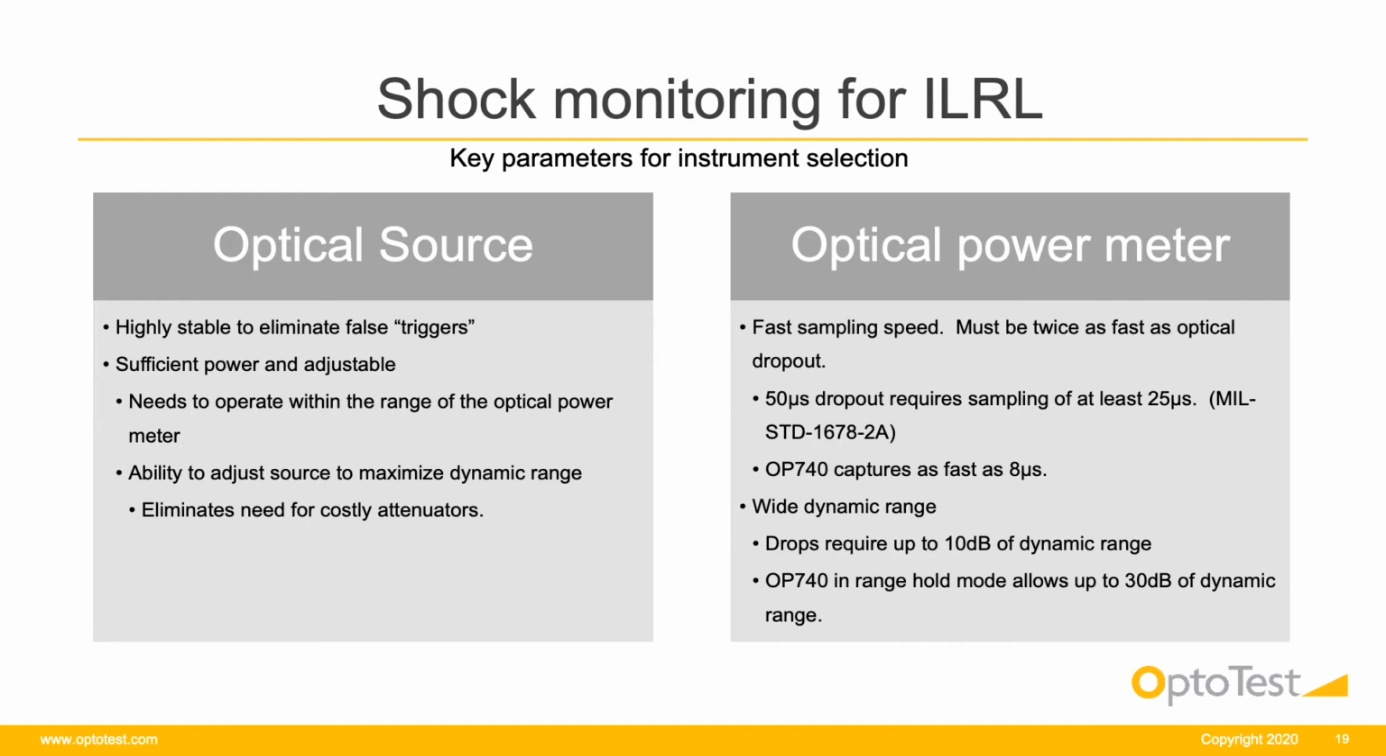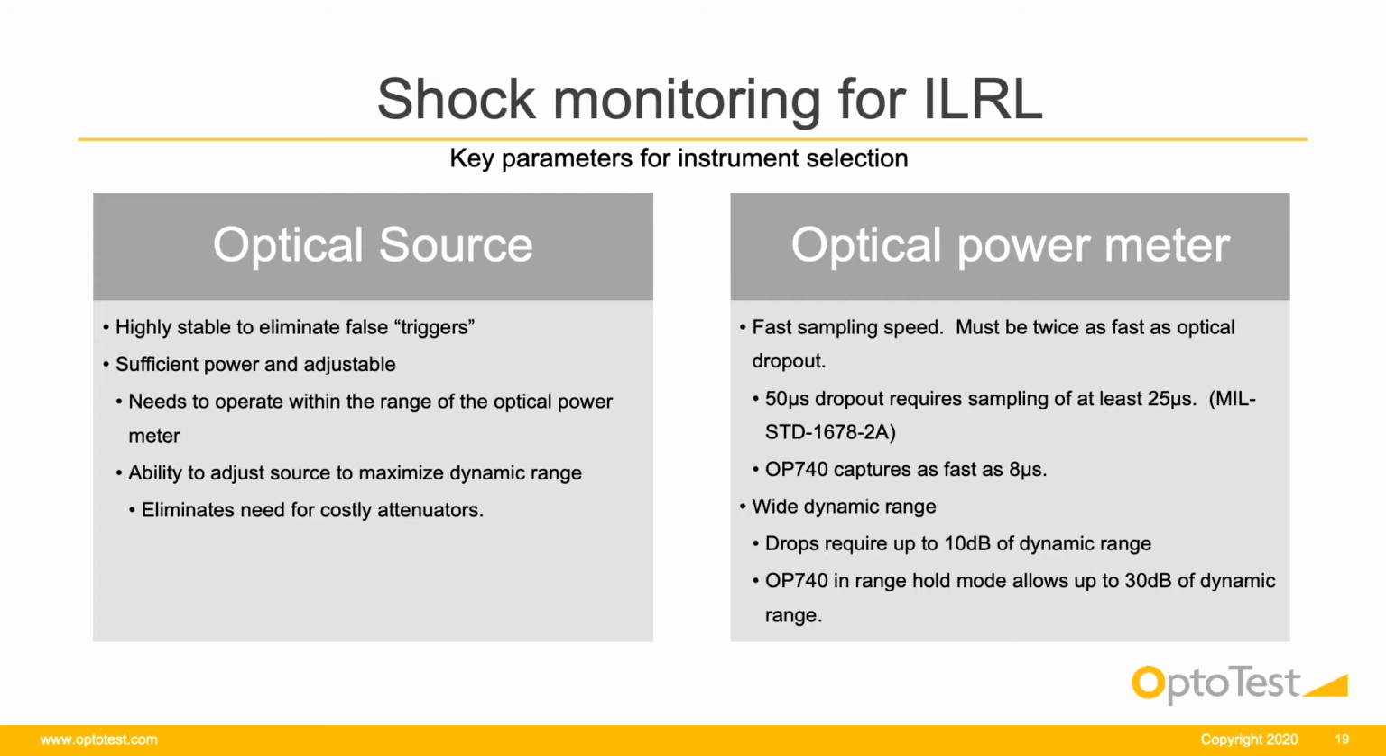The optical power meter needs to have a fast sampling speed, and it must be at least twice as fast as the discontinuity that is to be monitored for. The military standard 1678-2A monitors for 50 microsecond dropouts, so it requires at least 25 microsecond sampling period. The OP740 samples at 8 microseconds, which is more than sufficient.